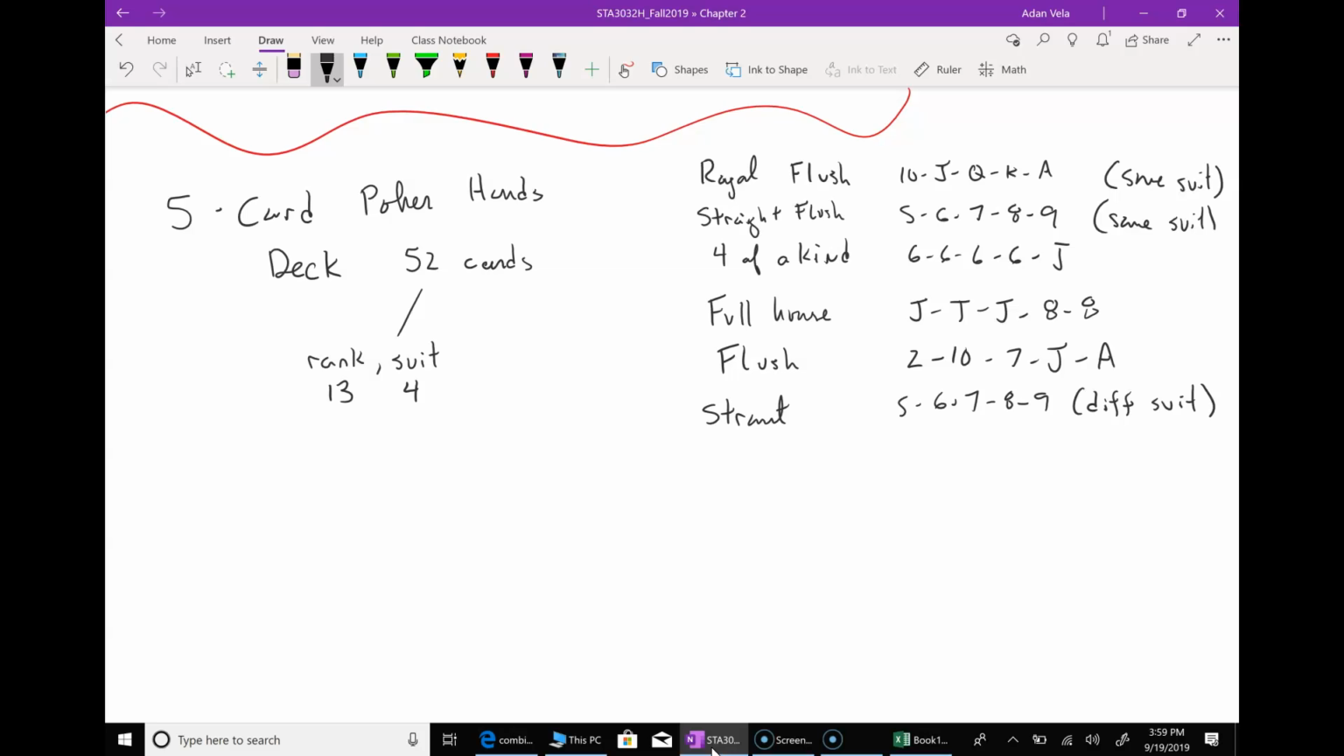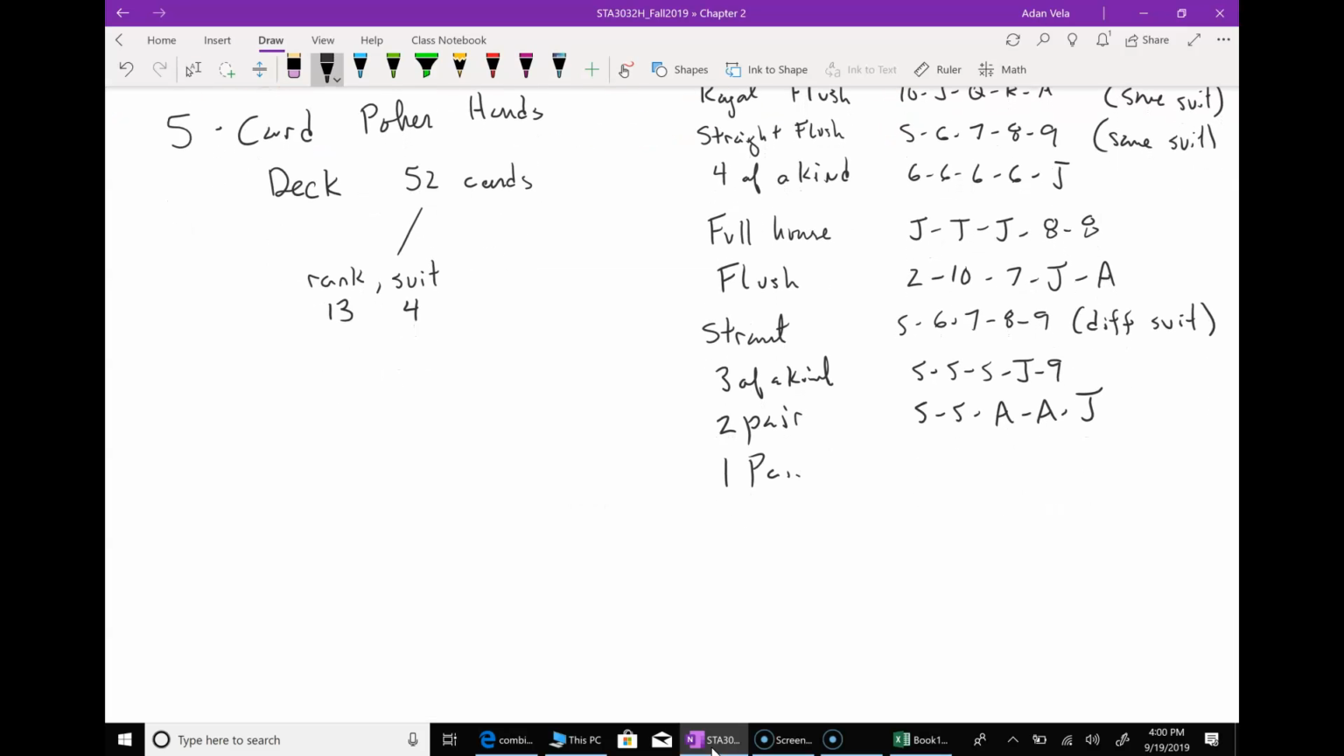Okay, so after a straight, we have 3 of a kind, which is 5, 5, 5, Jack, 9. Okay. And again, 3 of a kind. What's after that? 2 pair. So that would be like 5, 5, and ace, ace. And then we have some random card. And then we have 1 pair. Right, and then nothing, right?